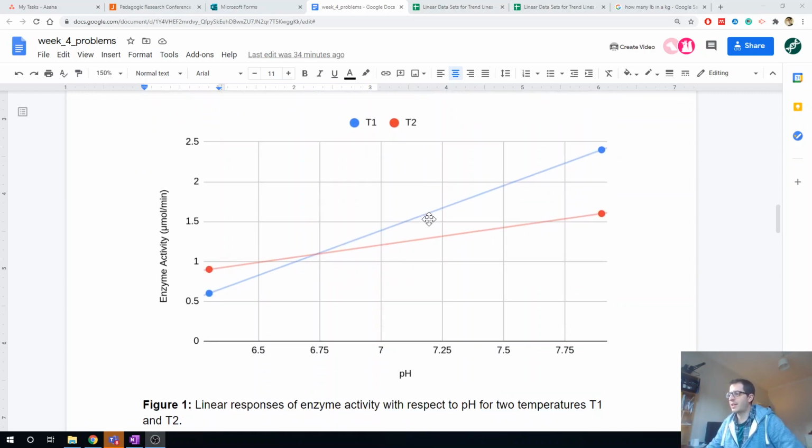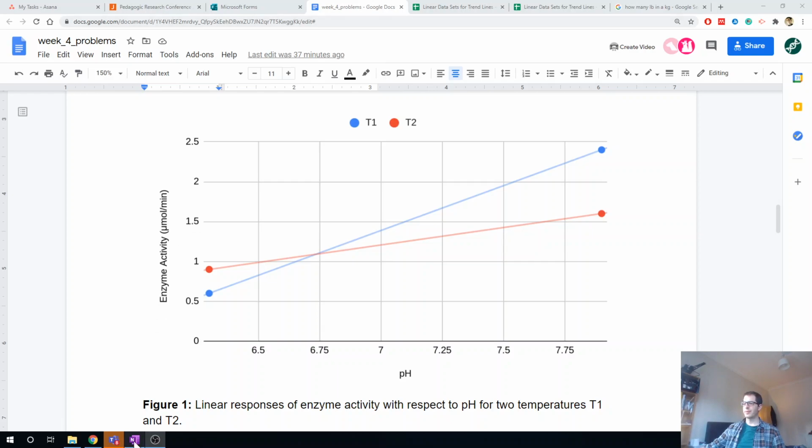So I'm trying to find the coordinates of the point at which these two lines intersect, okay? Which to me, assuming that there's a linear response between them, could be at a pH of about 6.75 and an enzyme activity of about 1 point something. Okay, so we're going to do that now.